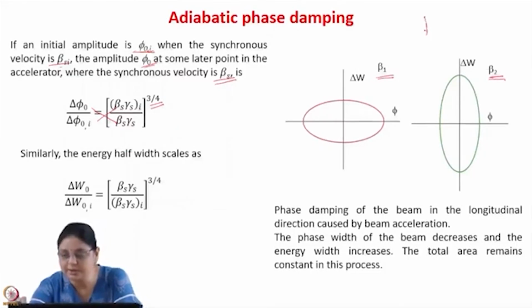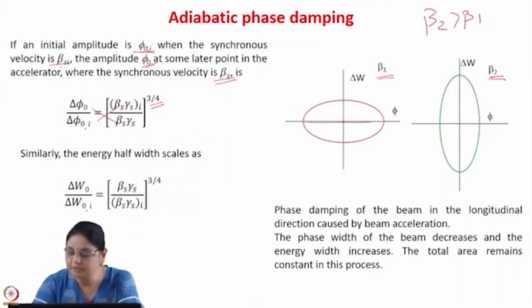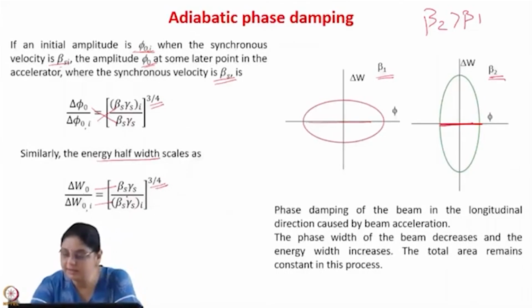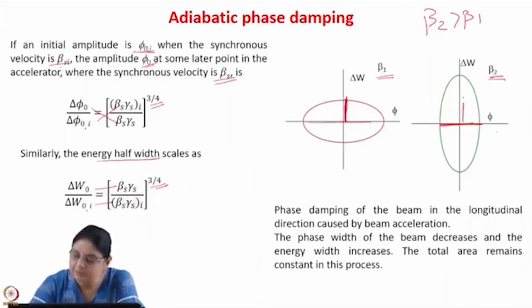So beta 2 is greater than beta 1. After acceleration, we see that the phase width has decreased. Similarly, the energy width scales as delta W0 by delta W0i is equal to beta s gamma s divided by beta s i gamma s i, to the power of 3 by 4. So there is a direct relationship here. As the acceleration happens, as we go from here to here, the energy half width increases. So the phase half width is decreasing and the energy width is increasing.